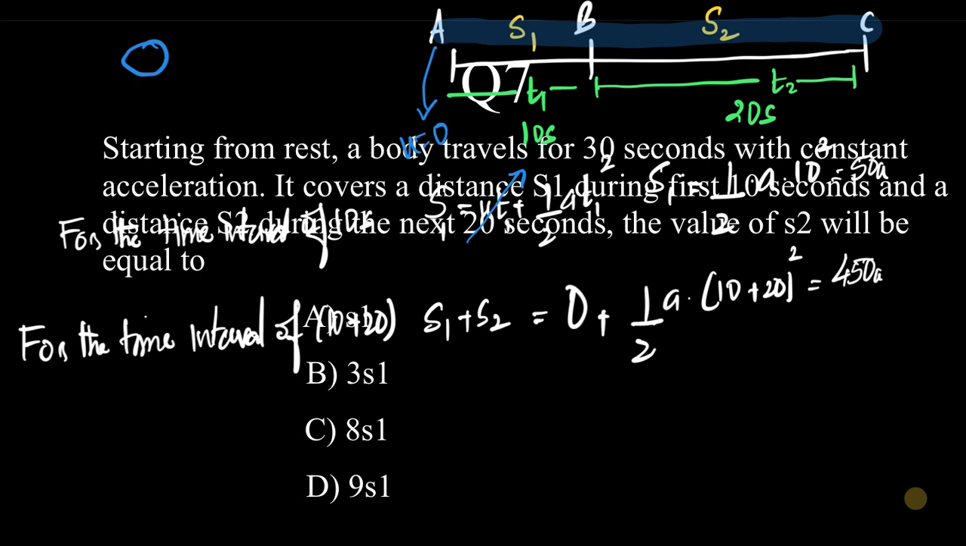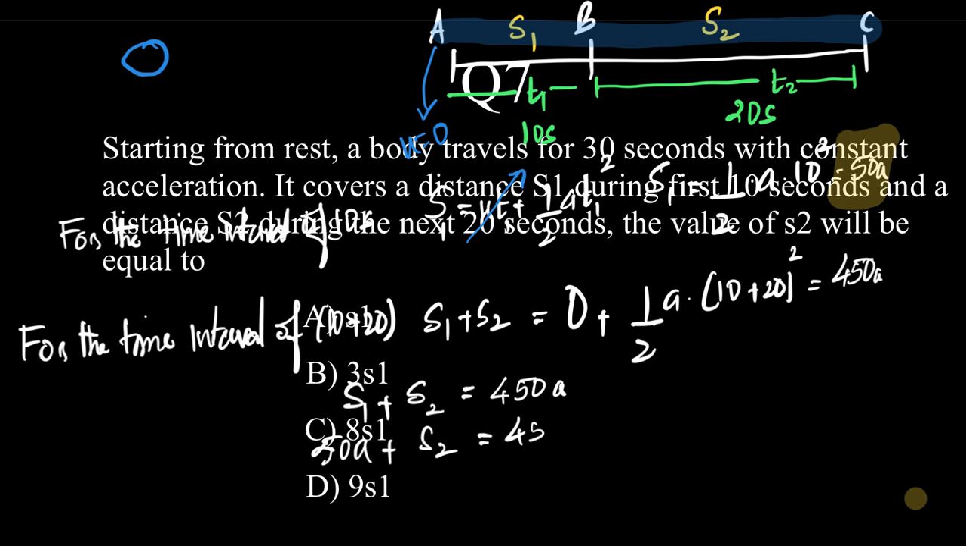So we can say that S1 plus S2 is equal to 450A. But what is the value of S1? The value of S1 is 50A, in which case this becomes 50A plus S2 is equal to 450A, which means S2 is equal to 450 minus 50, that is 400A.